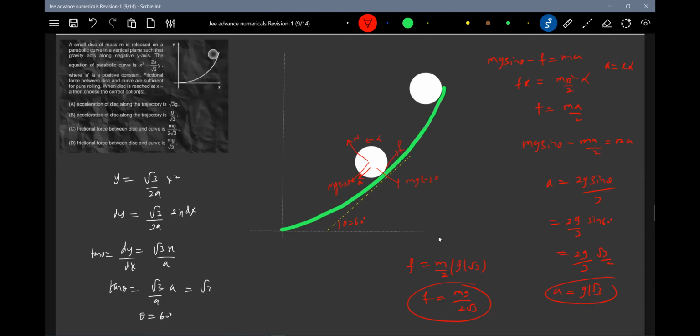The friction between the disk and the curve is sufficient for pure rolling. I think this condition is very important. What is this friction? Is it a sliding friction, a kinetic or rolling friction? It will adjust itself such that pure rolling will take place.